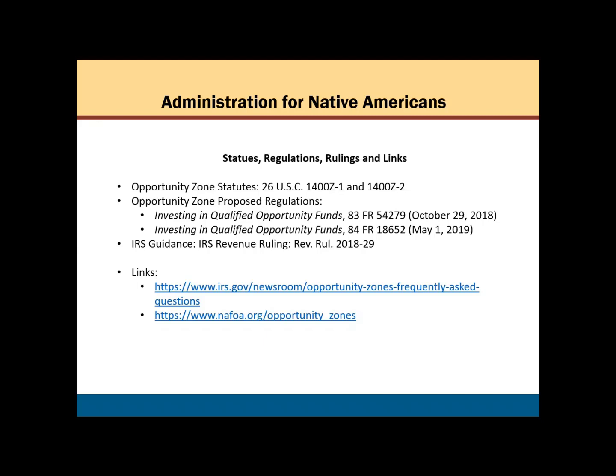And then finally, here are some statutes, regulations, rules, and other links. The actual statute itself is posted here on 26 USC 1400Z-1 and 2. It's rather short, but then if you go to the proposed opportunity zone regulations that were published in October and May, you will see they're quite lengthy, and there's a lot of meat to them, and they cover everything I've talked about here and much more.